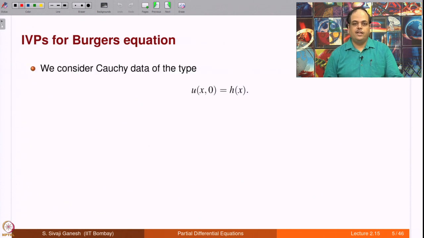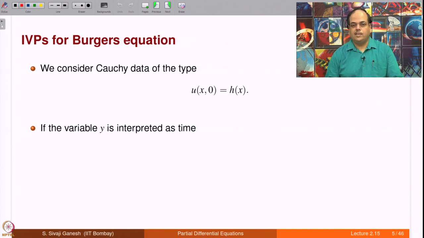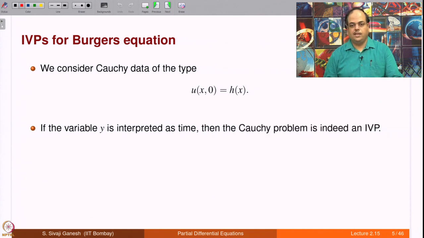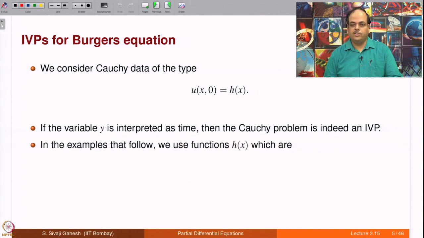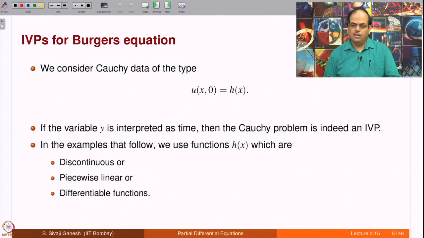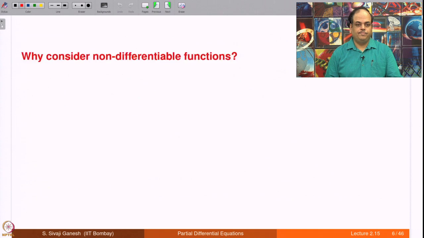So, we consider Cauchy data of this type, u(x,0) equal to h(x). It is a function of two variables, independent variables x and y. The variable y is interpreted as time. So, this is nothing but an initial value problem, that is why we write initial value problem for Burgers' equation. In the examples that follow, we use functions h of x which are monotonic, and they are of the following type: discontinuous, piecewise linear, or smooth differentiable functions.